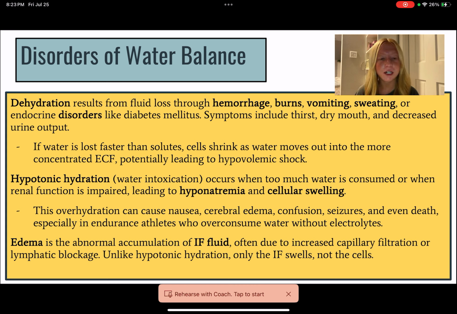Edema is another condition, and it is the abnormal accumulation of interstitial fluid and is often due to increased capillary filtration or lymphatic blockage. Unlike hypotonic hydration, which is when too much water is consumed, in edema only the interstitial fluid swells and not the cells.